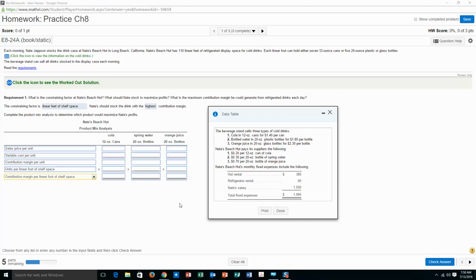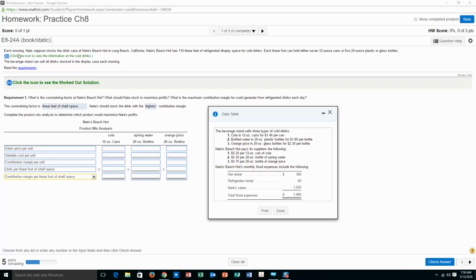I'd like to talk to you about a few of the problems from the Chapter 8 homework. Chapter 8 has to do with short-term business decisions, and it gives you 6 different business decisions where they give you calculations to give the management an opportunity to choose one alternative from another. Now, this particular problem has to do with product mix when you have a constraint. So let's just jump into this problem.